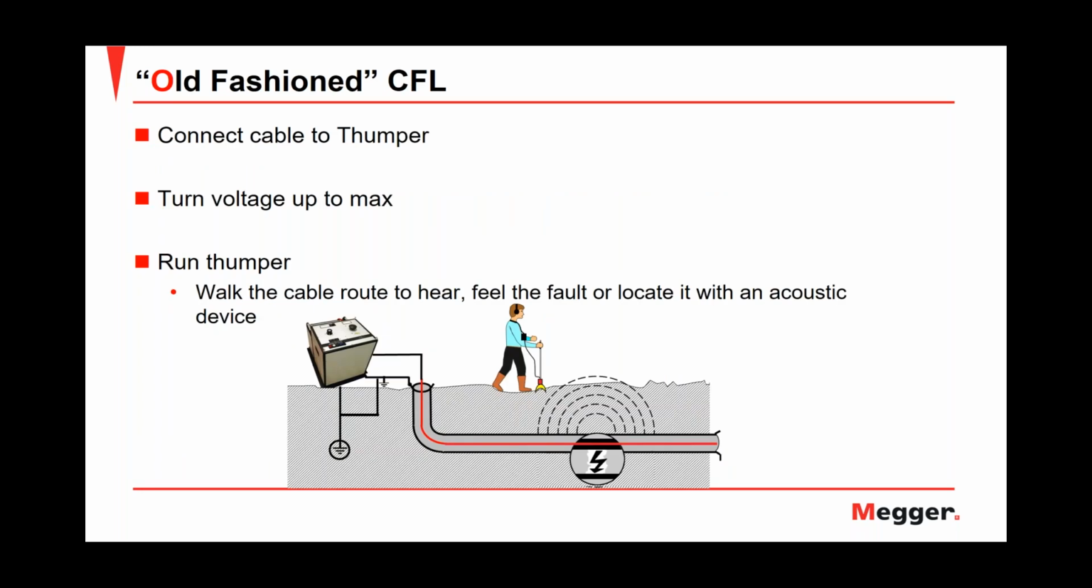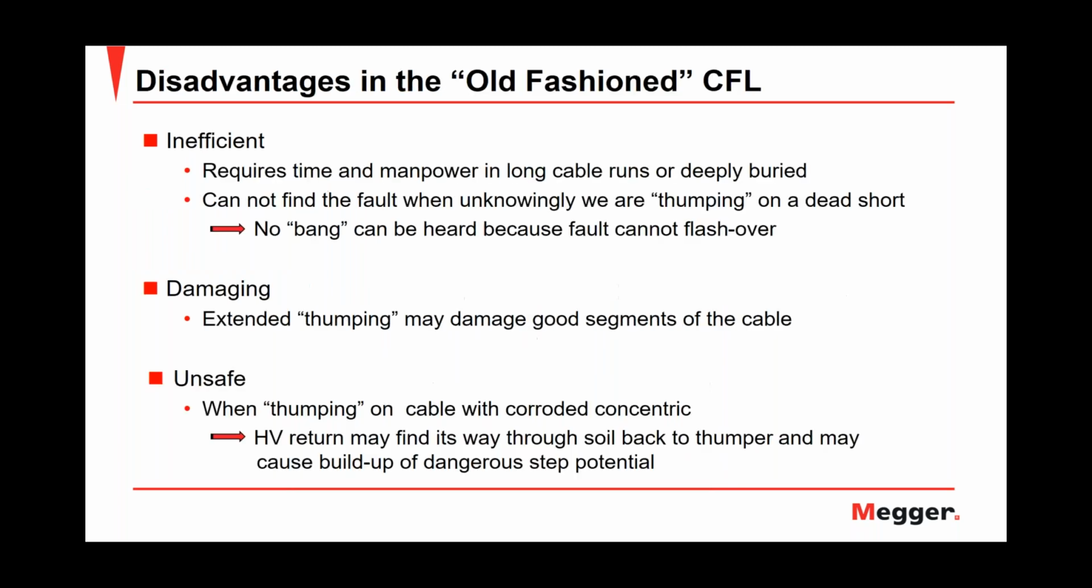Talking about the old-fashioned cable fault location method, it consisted of connecting a jumper to a faulted cable. Then we turn the voltage up to the maximum, and we start to send high voltage pulses on the faulted cable. And then we walk the cable route to hear, feel the fault, or locate it with an acoustic device. So this method has clear disadvantages because it's inefficient, damaging, and unsafe.